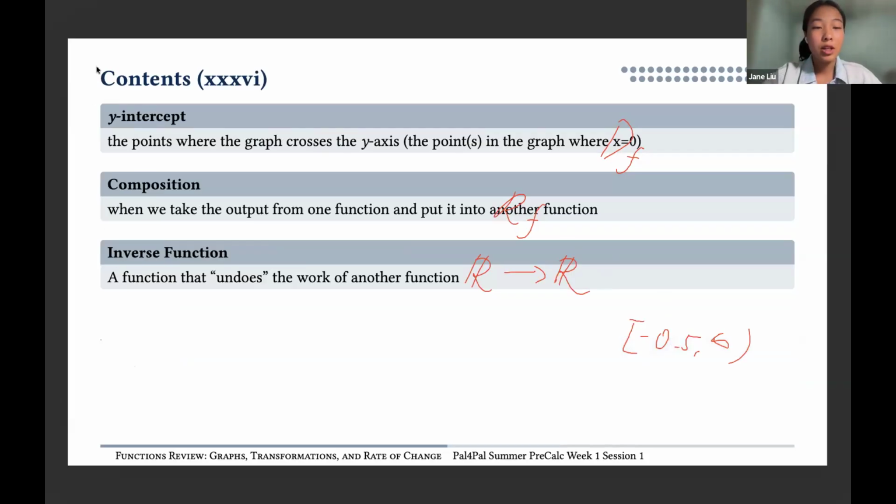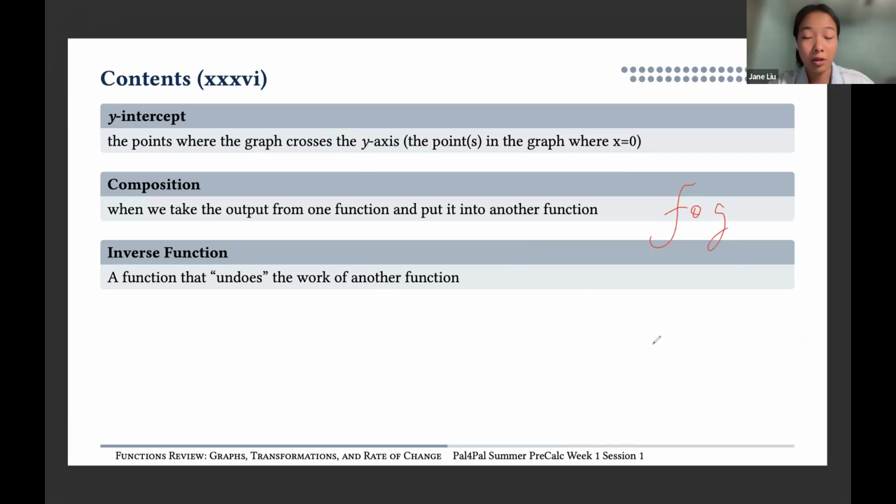When we go to composition, it's when we take the output from one function and put it into another function. Be aware of the order of the composition. In a composition, the calculation order matters, which means that the function f of g of x is not going to equal the function g of f of x. And an inverse function is a function that undoes the work of another function.